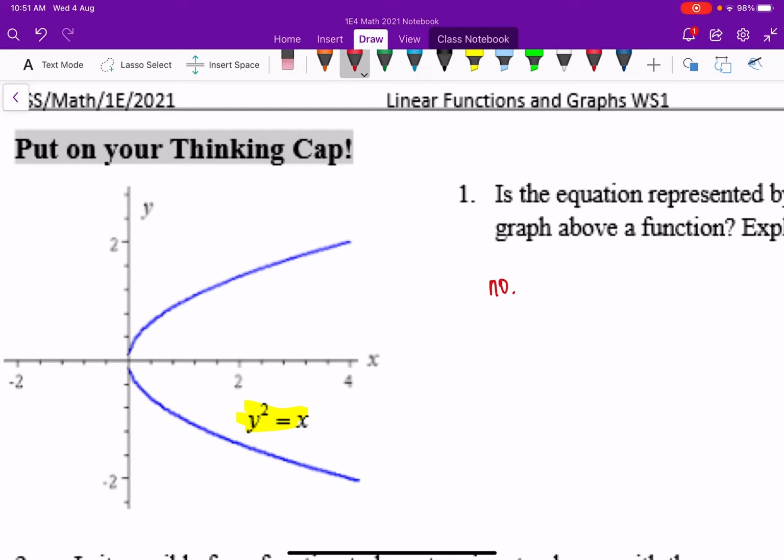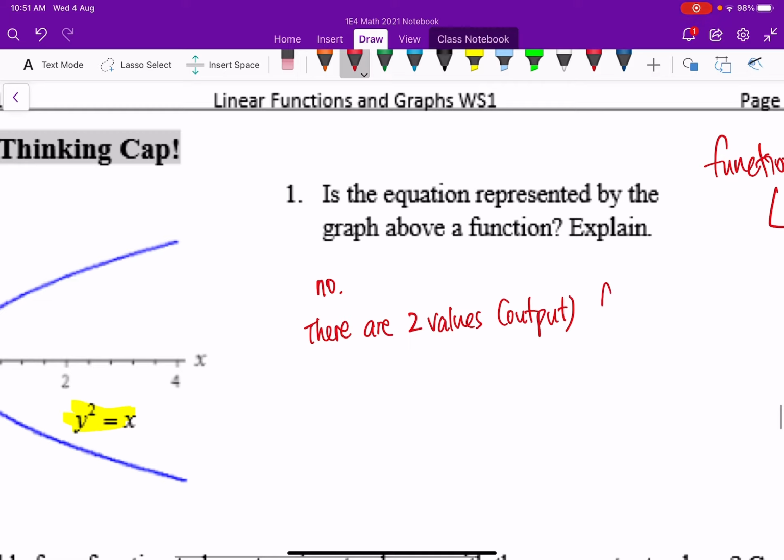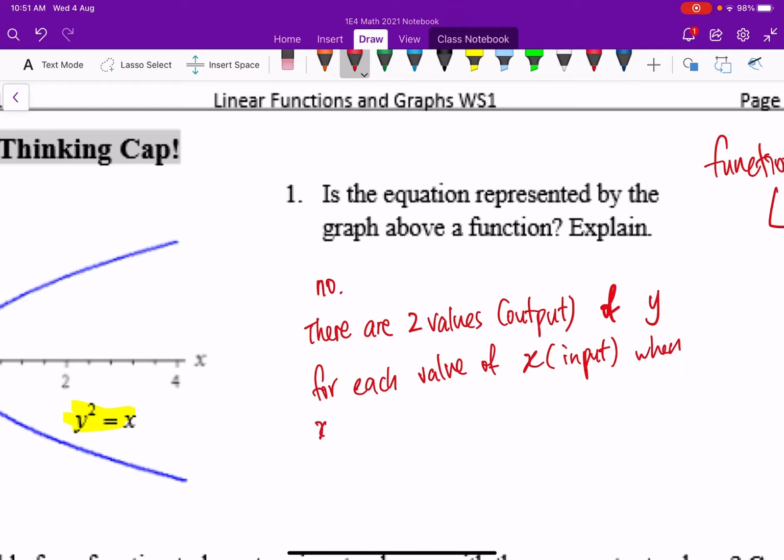Why so? There are two output values of y for each value of x when x is more than 0. Think about it.